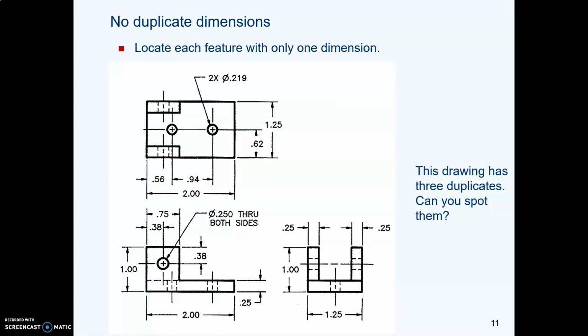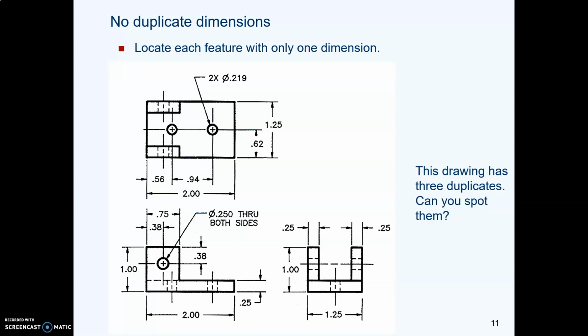Here's a part. It's a bracket with a flat ledge and two ears sticking up and a couple of holes on the bottom and a couple of holes in the ears. So this particular drawing, if you study it for a while, you will notice that there are 3 sets of duplicate dimensions. And let's see whether we can find those.